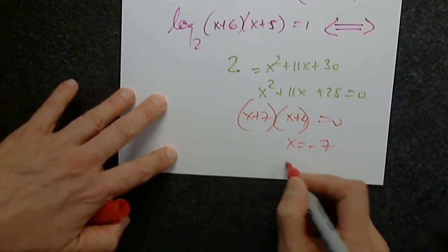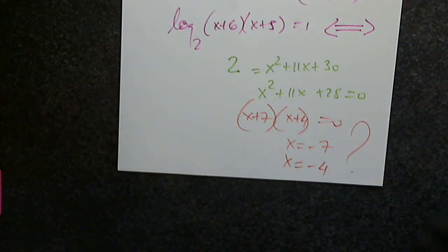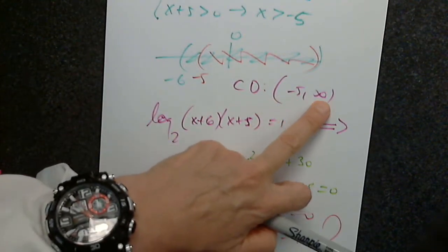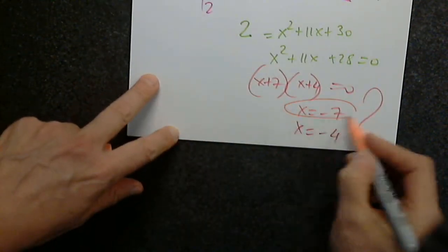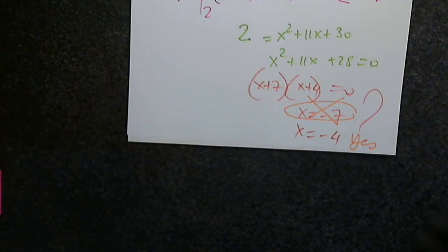So it appears that we have -7 and -4. And again, you should say not so fast. Don't draw conclusions before you look. -5 to infinity. So yes, only -4. -7 is not in the common domain. It will not be accepted. Okay, so please choose the next one. Anything else you want. So the solution set is -4? Just -4, yes.